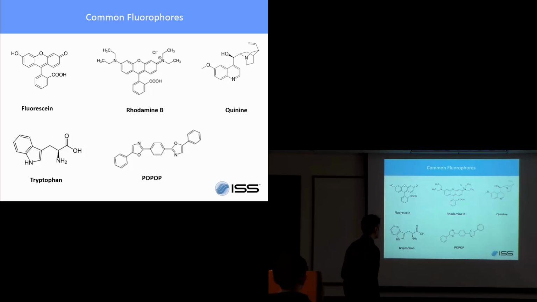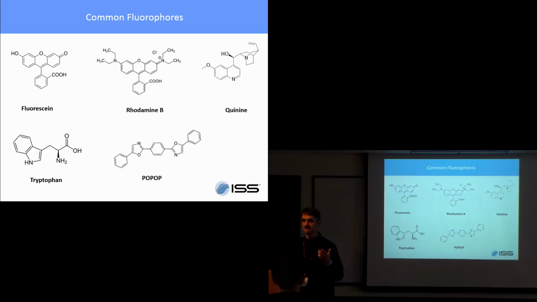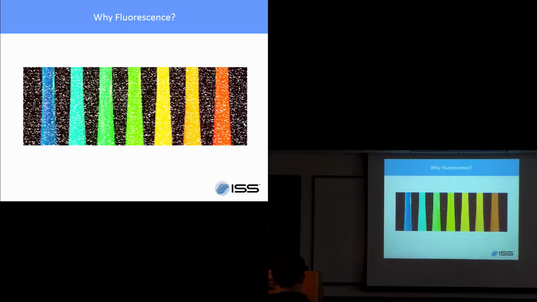These are common fluorophores, commonly used ones like fluorescein, rhodamine, quinine, but there are so many. There are full catalogs, hundreds and hundreds of fluorophores. So typically you select a fluorophore depending upon the specific problem that you are trying to solve and address.